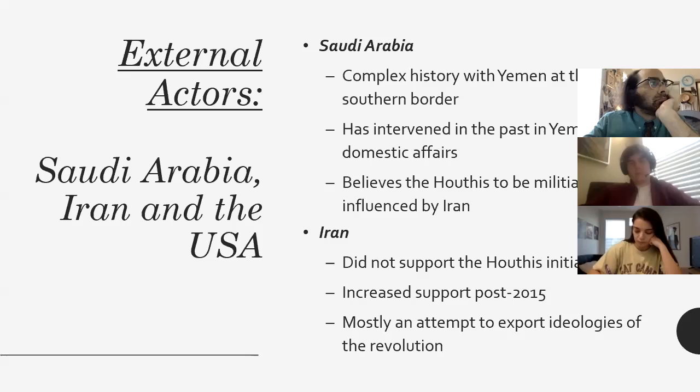So then we have Iran. Initially, Iran was not a huge supporter of the Houthis. There was never any huge concrete evidence that they were supporting the Houthis until Saudi Arabia became involved. And that makes sense. Again, Iran and Saudi Arabia are competing for hegemony in the region. So once Saudi Arabia became involved, Iran, for national security concerns, also increased its support starting in 2015. And a big reason they are involved is they're still trying to export those ideologies that came about during the 79 Islamic Revolution in Iran.